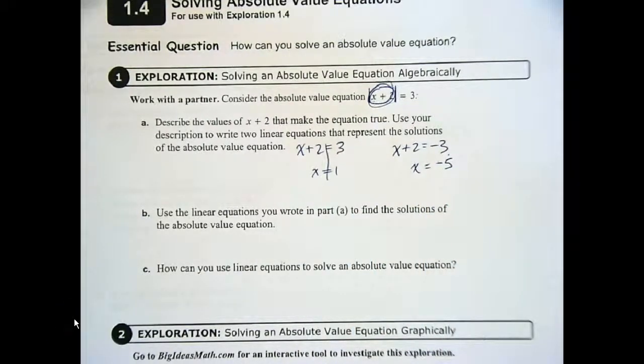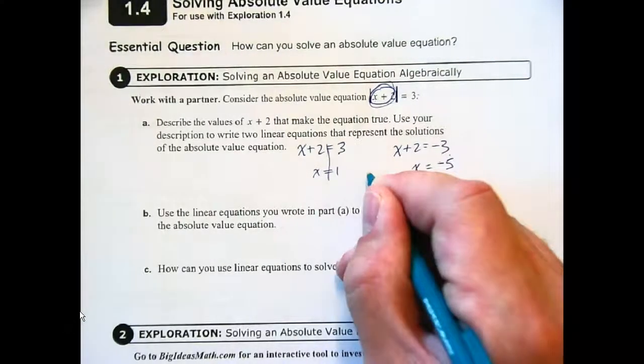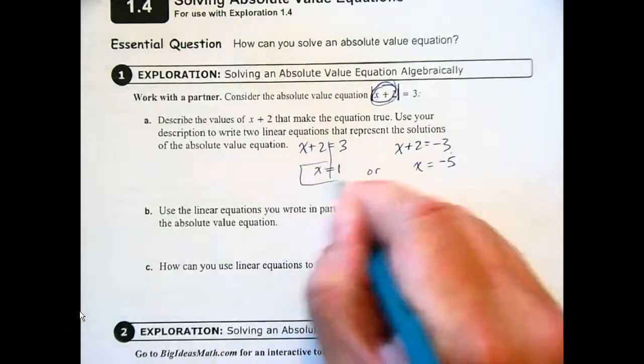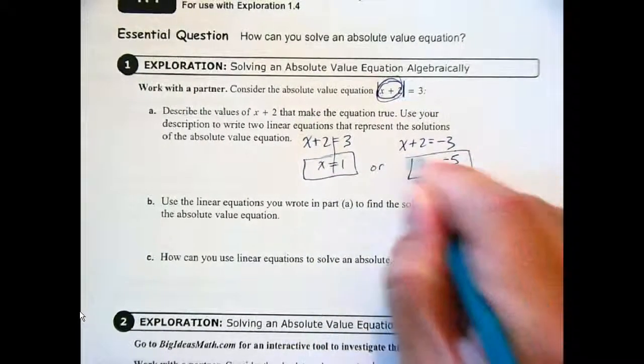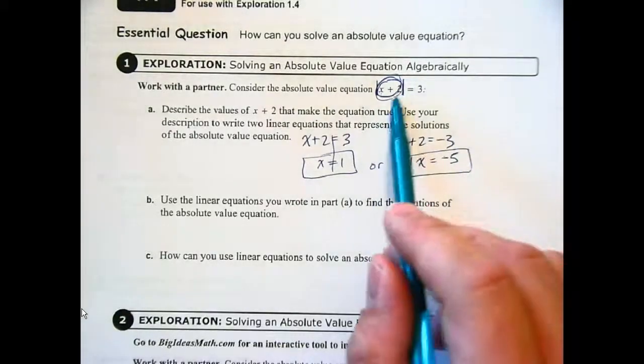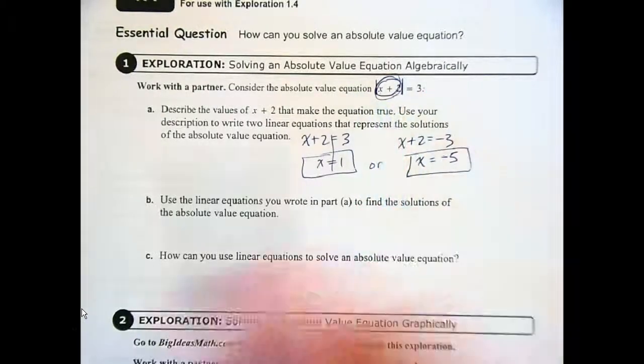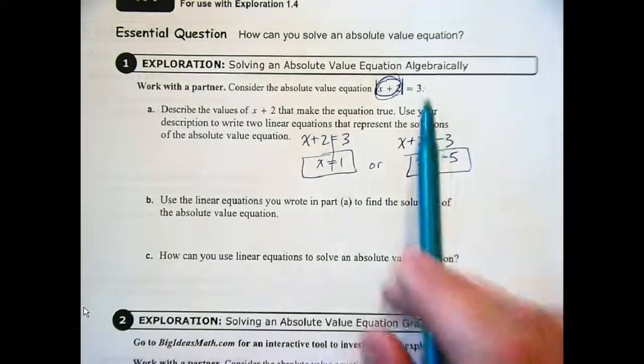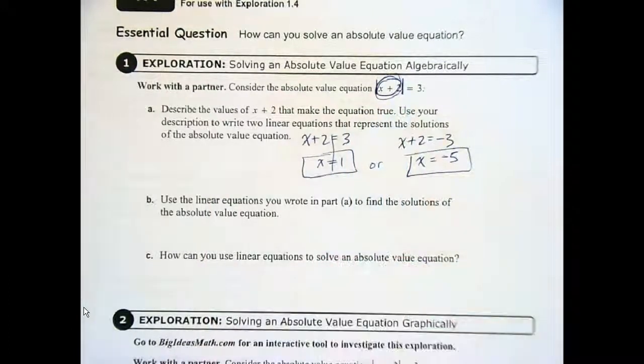So you're saying that x could be either 1 or negative 5? I'm saying x could be either 1 or negative 5. They're both true. Both of those values make this equation true, so this problem has two different answers. Sometimes we get that. We'll see it when we graph it a little later, because the absolute value graph is a V. We'll see it later.